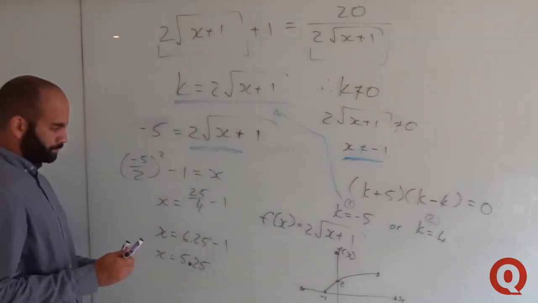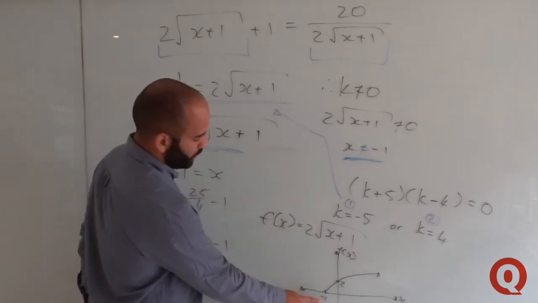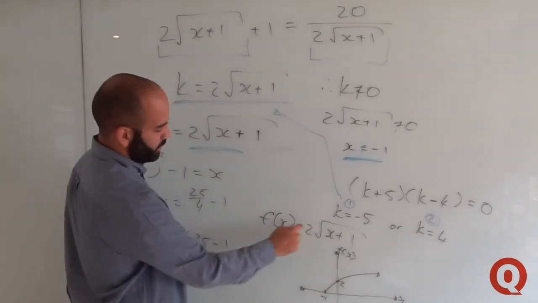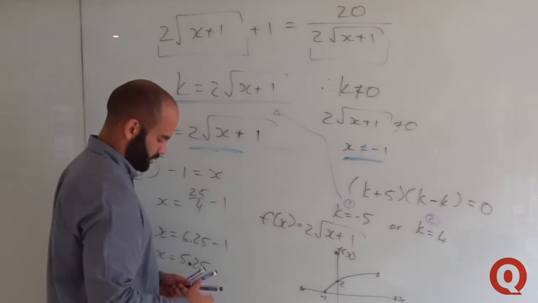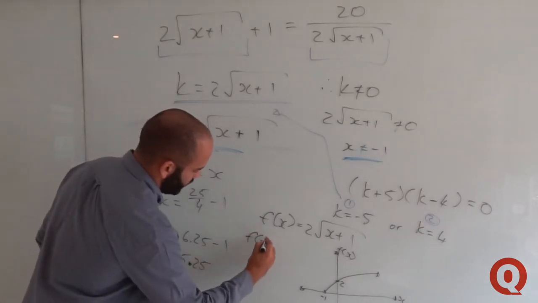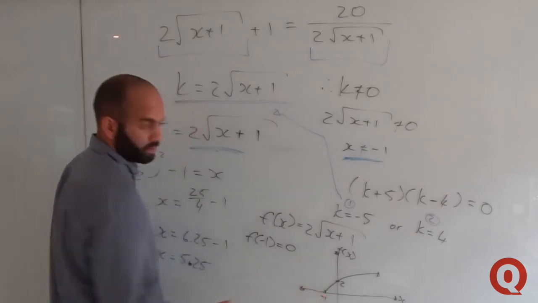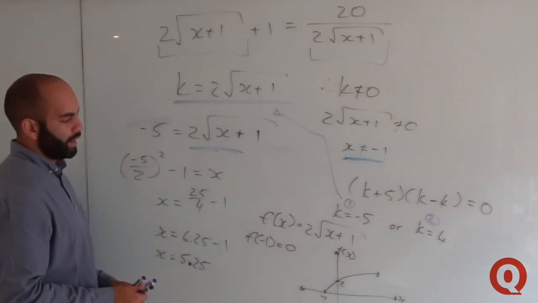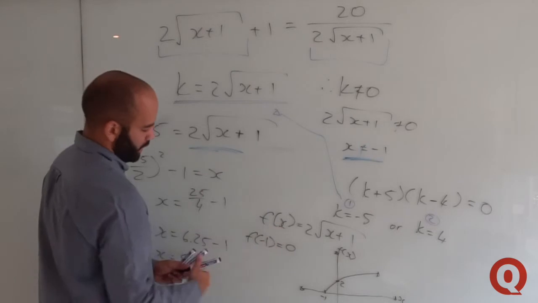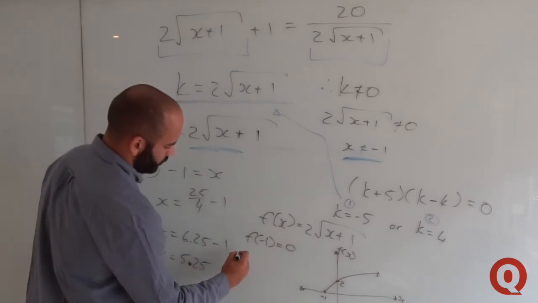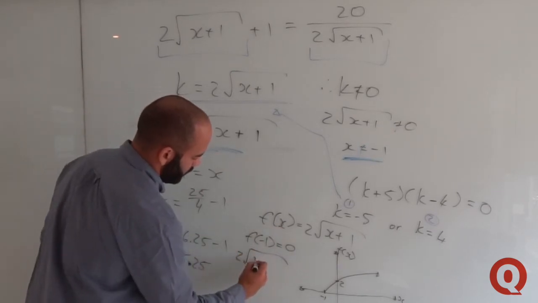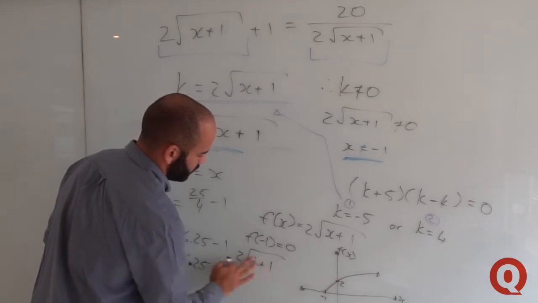So for example, if I substitute in minus 1 here, minus 1 plus 1 would give me 0, which would make f of minus 1 equal to 0. So that would satisfy that condition. The same as if I make y equal to 0, you'd have 2 root x plus 1.